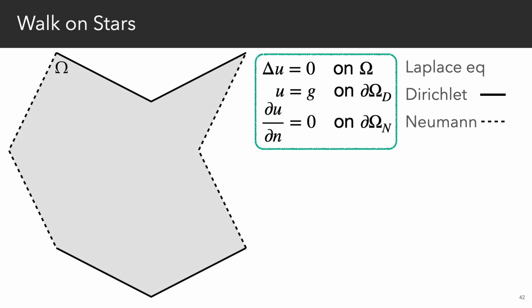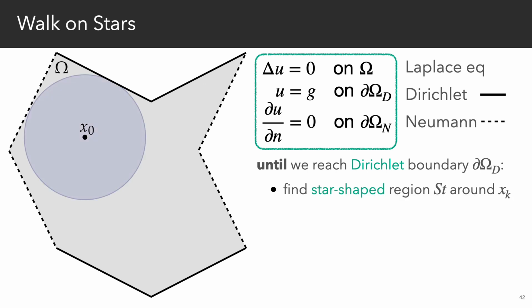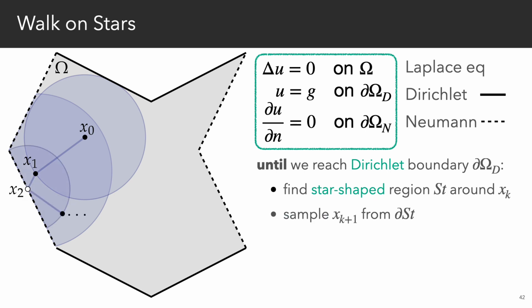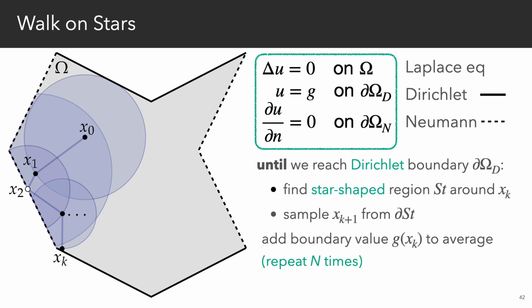But now what if I also have Neumann boundary conditions? And for simplicity, we'll assume that they equal 0. So then here's the algorithm, which we call walk on stars, which is actually conceptually very similar. So until we reach the Dirichlet part of the domain boundary, we now find a star-shaped region around a point xk. So this could be a ball, or more generally, it could be the intersection of a ball with the domain, like this one here. We then sample the next point on the boundary of a star-shaped region, and we keep going until we add a Dirichlet value to our estimate and repeat n times.